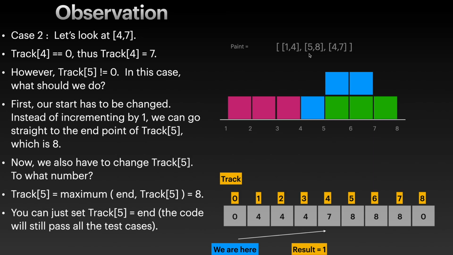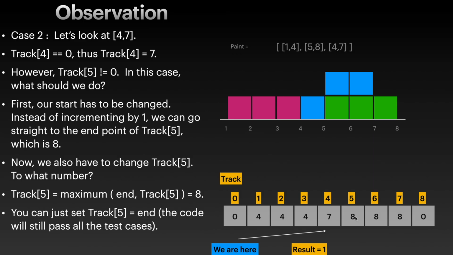So assume that we have already run this. It is exactly the same as what you just did here. So that's why in this part where we have 5 through 7, we have the track value equal to 8. Now we are on the third day. First, track of 4 is equal to 0, so we set that equal to 7, and we increment our result variable by 1, so that will give us 1, and then we move on to the next one. But track of 5 is not equal to 0, it is already equal to 8. In this case, what do we have to do?